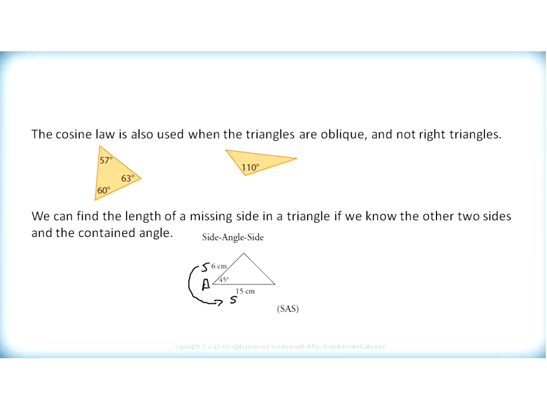Just real quick, I'll draw this out again. When we did sine law, we would have known, say, a side, and a side, and then an angle. So that's the difference. The angle in this case wasn't contained between the two known sides. So this is not what we're doing this time. We're doing side, angle, side triangles.